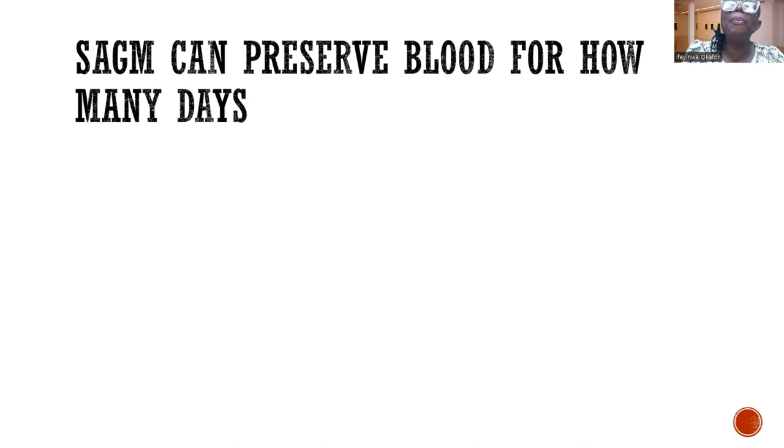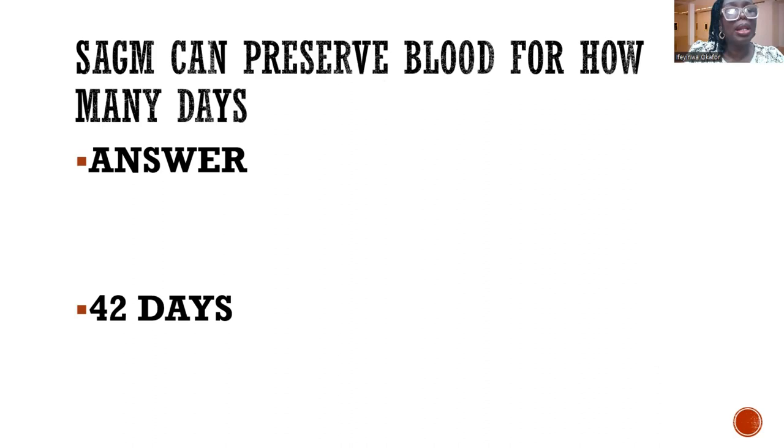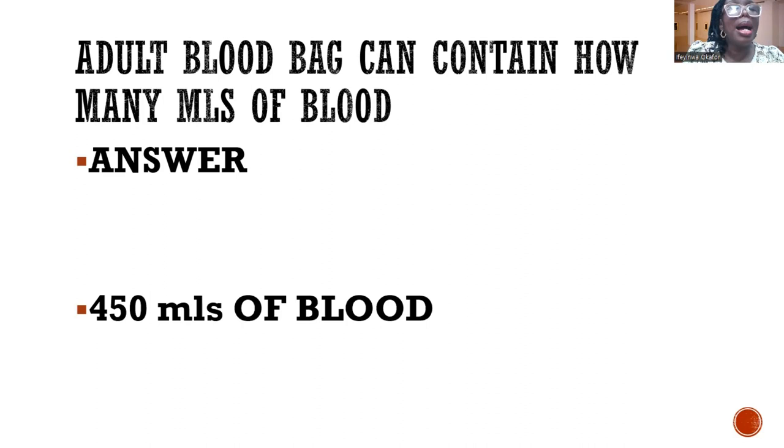SAGM can preserve blood for how many days? Answer, 42 days. So red cell concentrates preserved in SAGM can actually last for 42 days. Adult blood bag can contain how many mils of blood? Answer, adult blood bag contains 450 mils of blood.